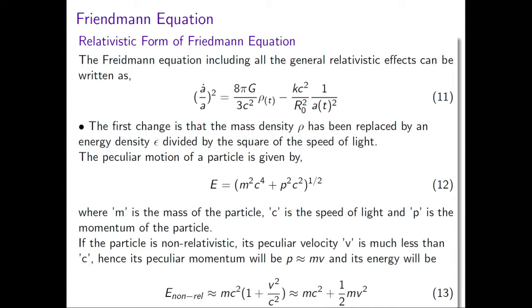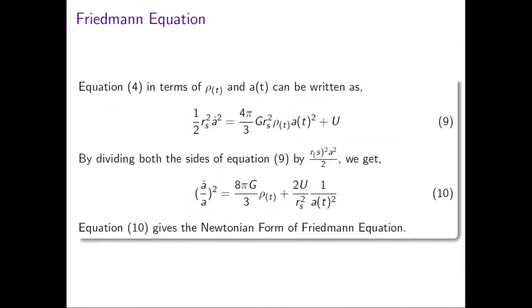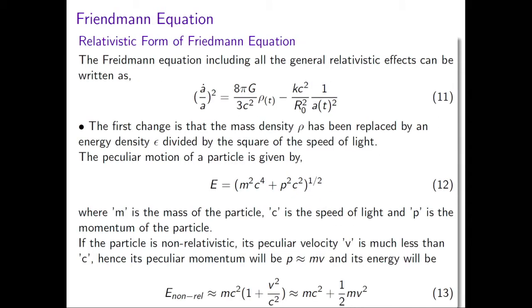So the first change is the mass density, that is ρ. In this case, as we can see here, ρ has been replaced by, okay, there is a small mistake. This has to be epsilon. Sorry, this is not ρ, this is epsilon. So the first change that we made is we replaced the mass density by energy density and then divided by the square of the speed of light.